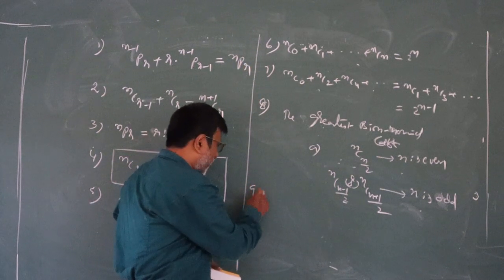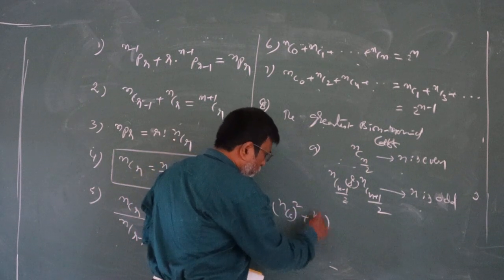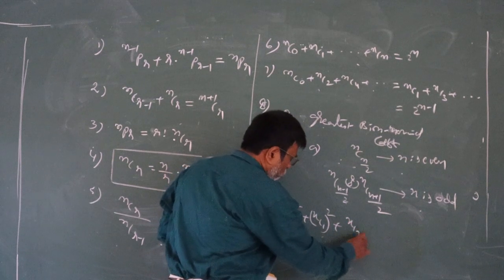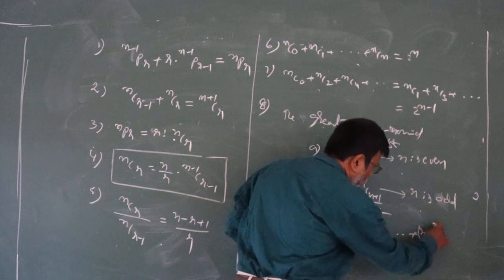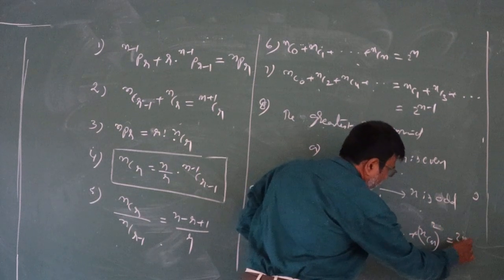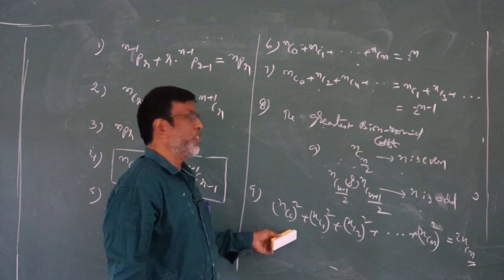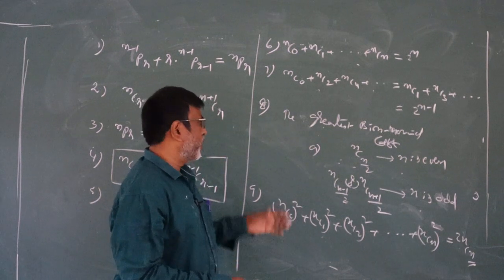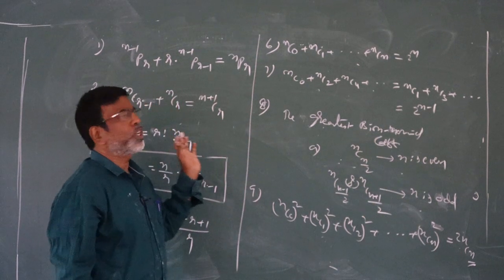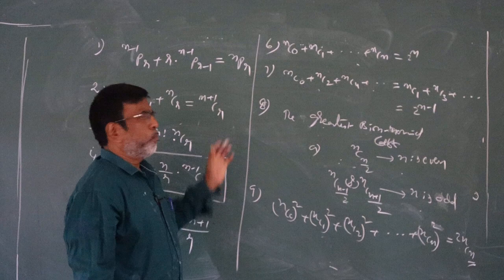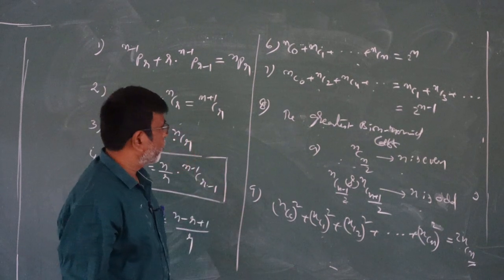One more generally asked: NC0 square plus NC1 square plus NC2 square and so on plus NCn square equals 2NCn. This is also asked sometimes in the examination, its applications. So these formulas, both permutation and combination formulas, are the most important formulas.